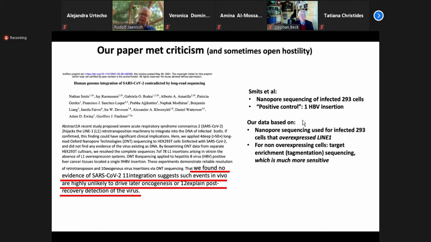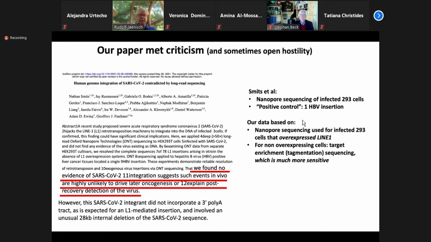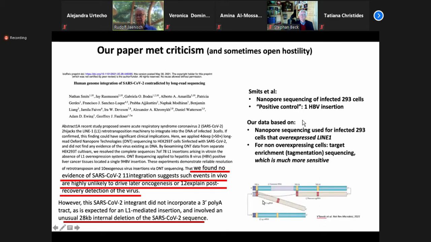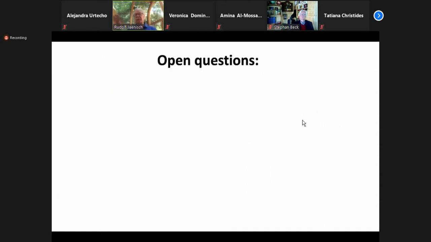But they make these very strong conclusions. And then they made another curious statement. They saw the unusual 28 kb internal deletion of SARS-CoV-2 sequence they have criticized. Well, as I said before, this is not a 28 kb deletion. It's really the subgenomic RNA, which is missing 28 kb sequences. So they ignored and didn't know about the virus replication cycle. Okay, but there are many more of those I could give you.